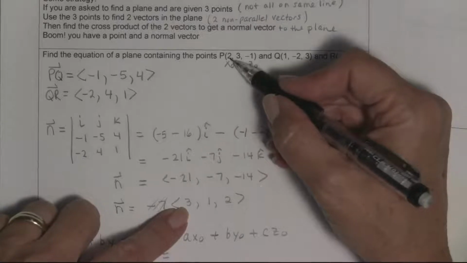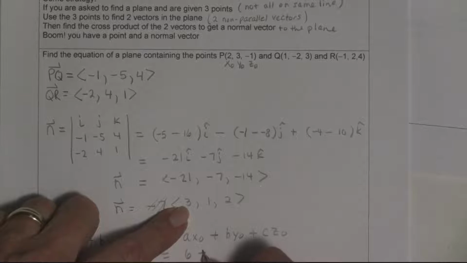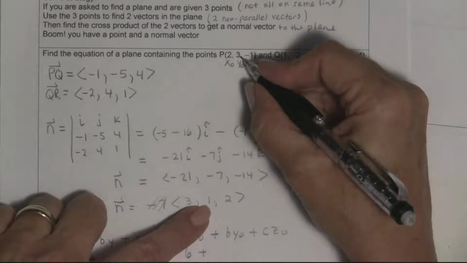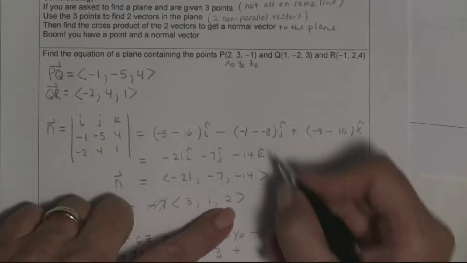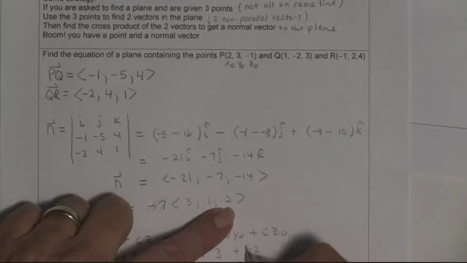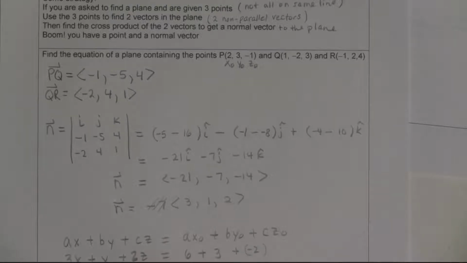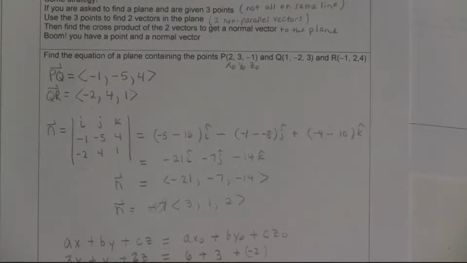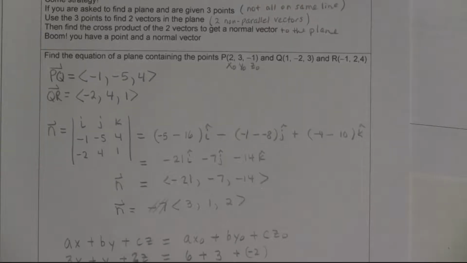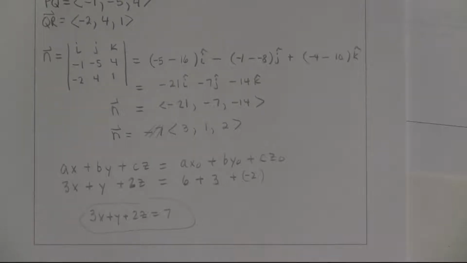And so you would multiply these together, and you would get 6 plus, and then I would multiply these together, and I would get 3. And then I would multiply these together, and I get negative 2. And so when the dust clears, over there, I get 7. And so this is 3x plus y plus 2z equals 7. And there's my equation of a plane.